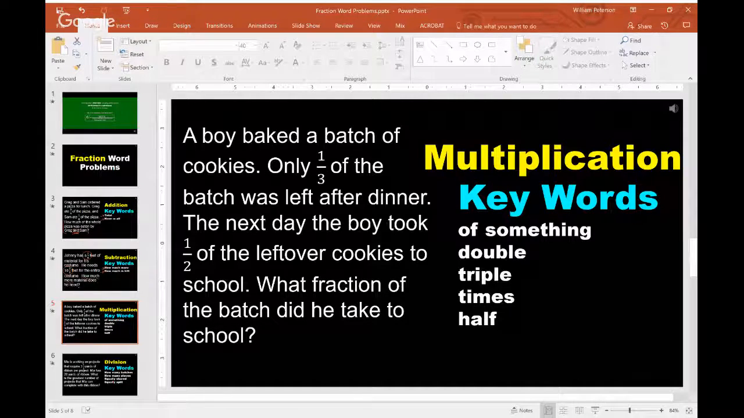So the key thing with these fraction word problems, the biggest thing, is to take your time. Set it up first. Be accurate in the setup. And then you're going to be in good shape, ready to go.